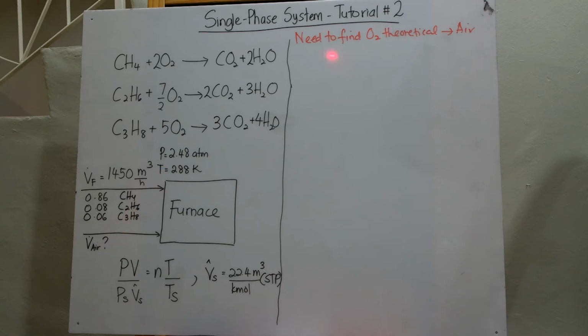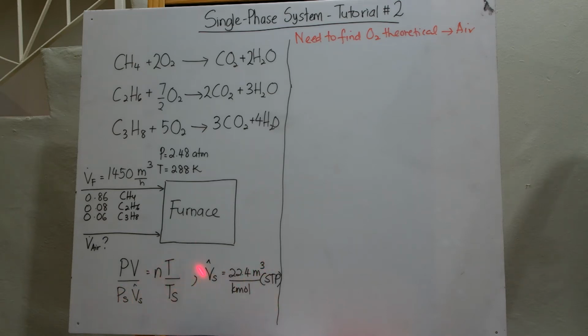In order to do this, we need to convert this volumetric flow rate into molar flow rate first. We know the volumetric flow rate of fuel is this value, so we need to convert it into the molar flow rate, because we need that molar flow rate to find the molar flow rate of theoretical oxygen and also air later. Now, the question wants us to use the STP method for this calculation.